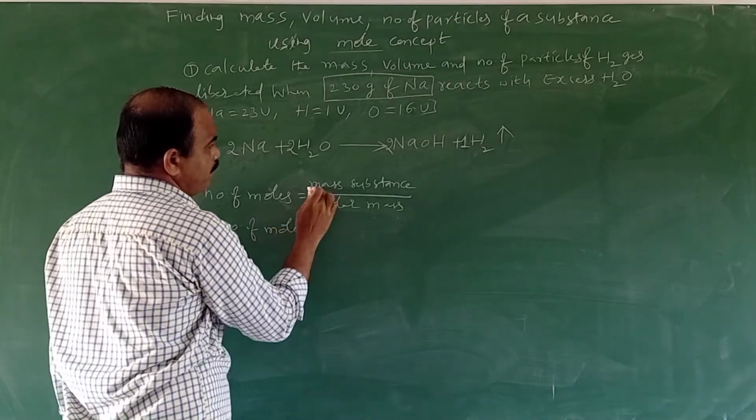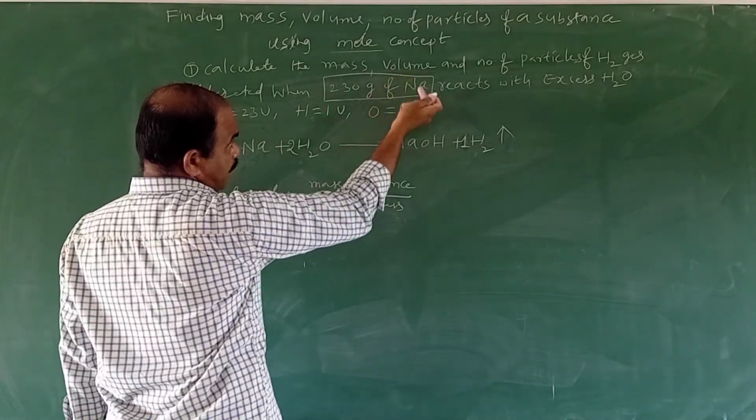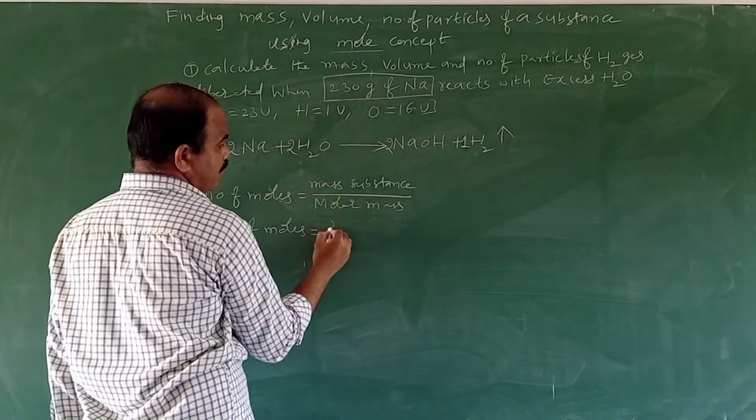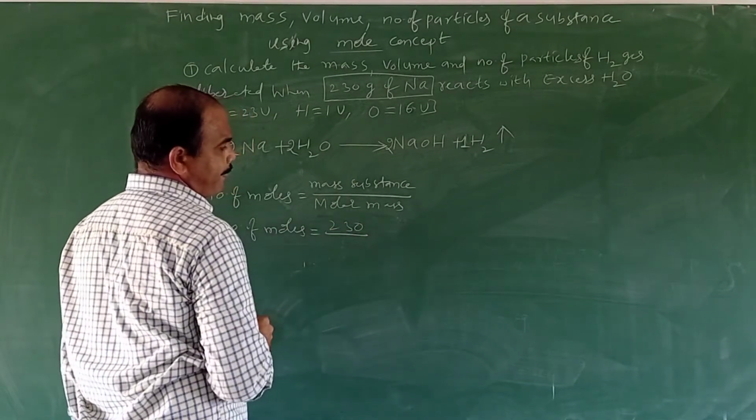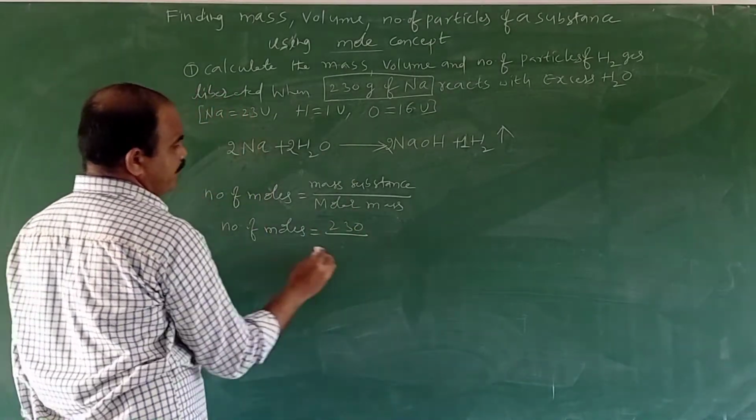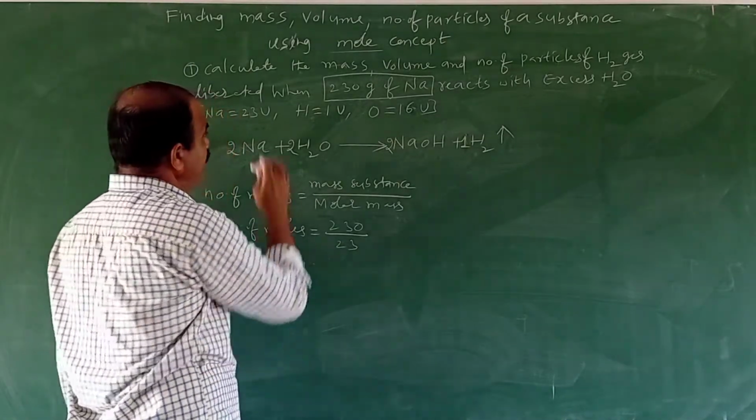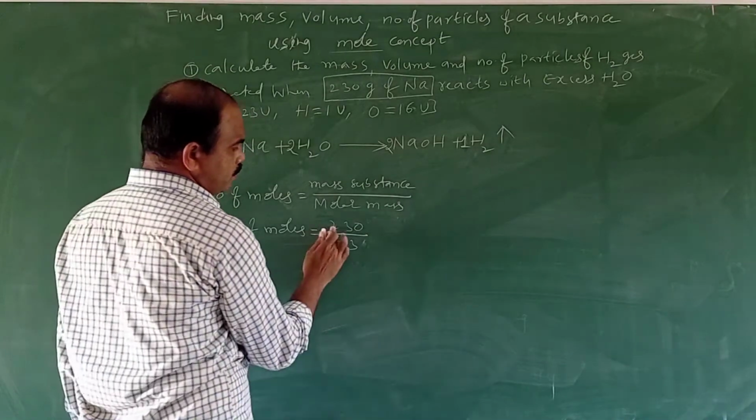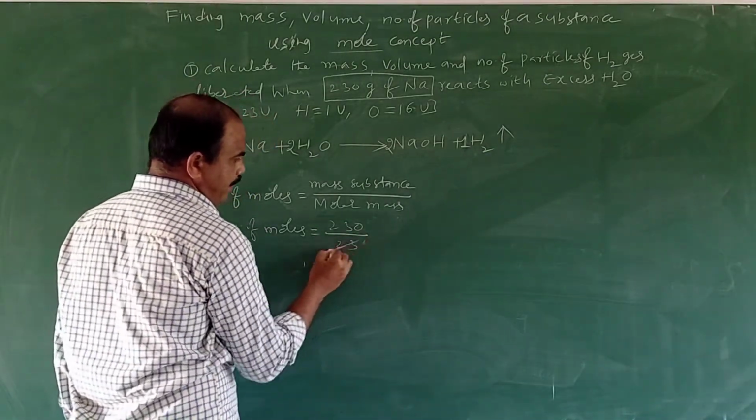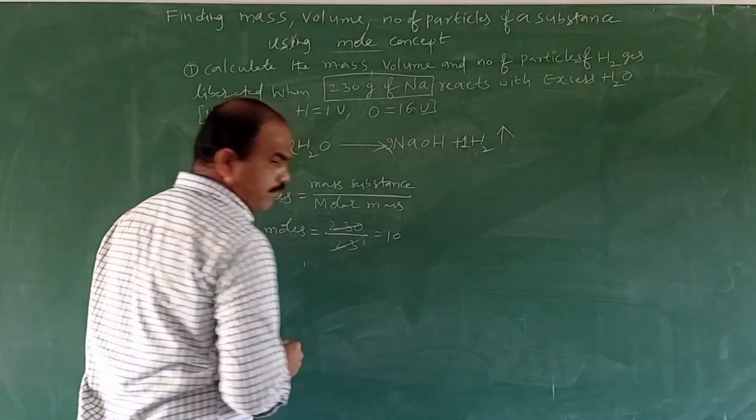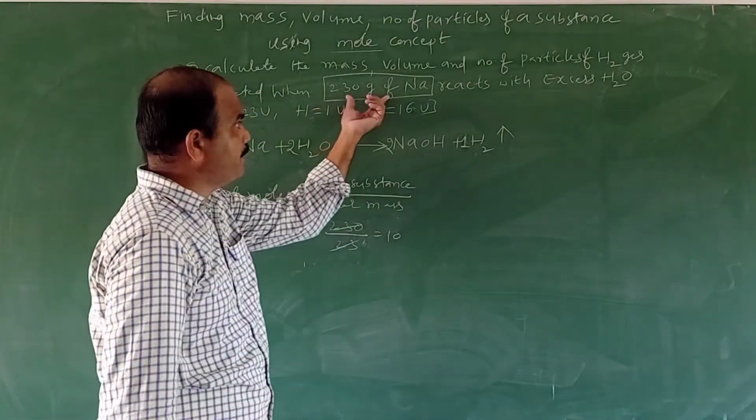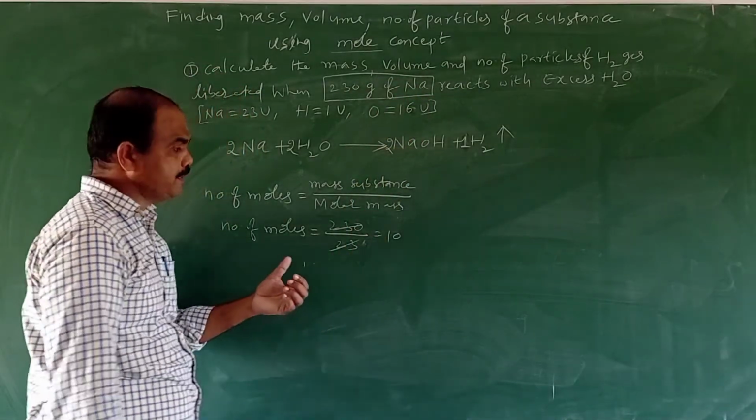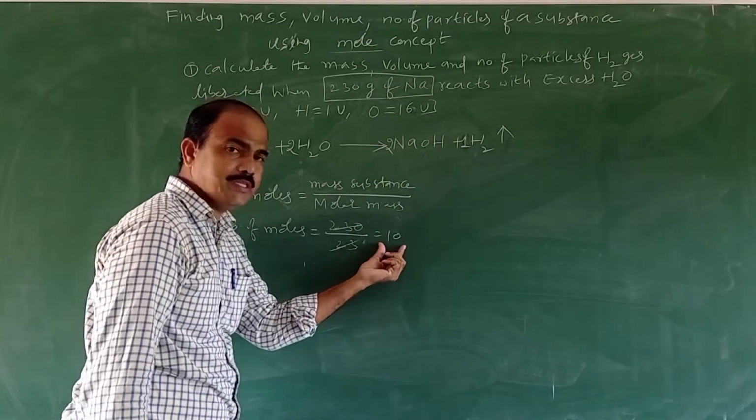So the number of moles is equal to the mass of the substance given by molar mass. The mass of the substance is 230, divided by molar mass, 23 grams. Grams and grams will cancel. Then what do you get? 230 by 23, which is 10 moles. So these 230 grams is 10 moles. In this reaction, how many moles of sodium are participating? 10 moles of sodium are participating.